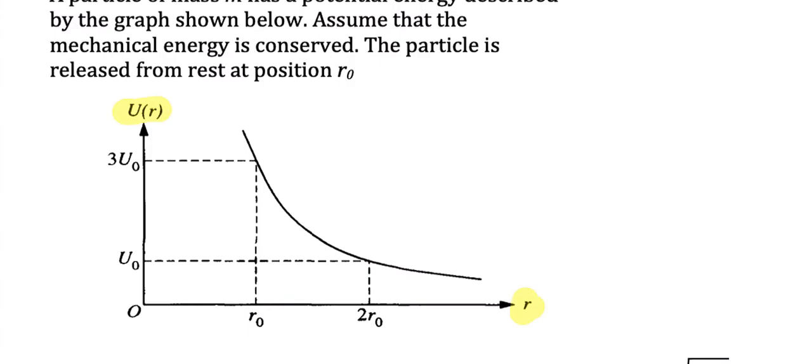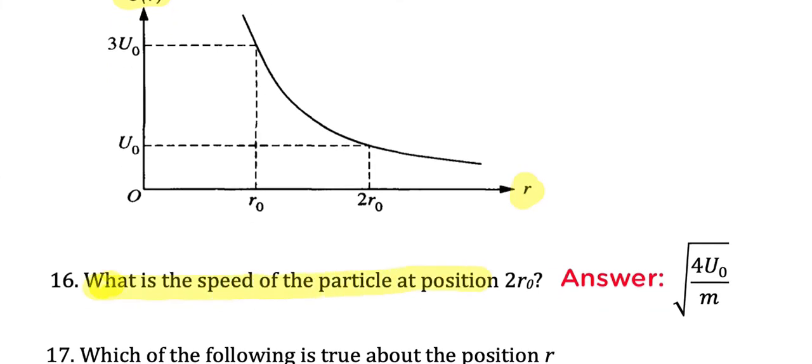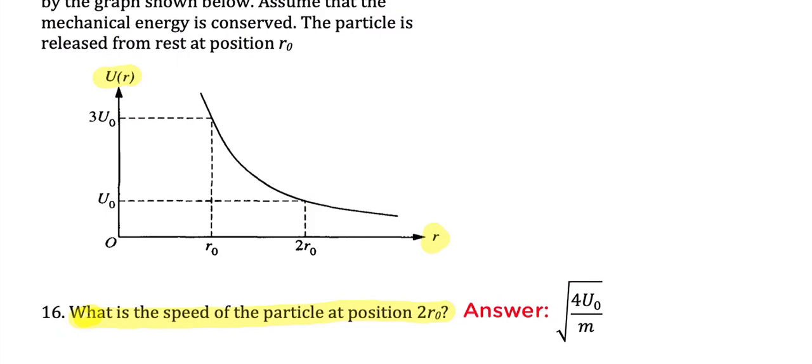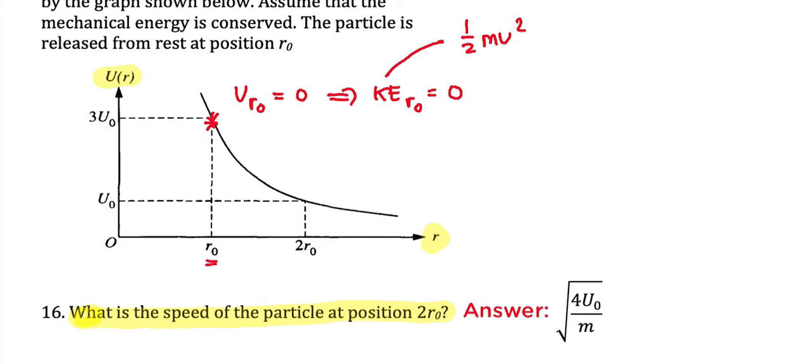We are asked to solve, in question 16, for the speed of the particle at position 2R0. Alright, so let's analyze the scenario. The object was released from here, and the velocity of the object at R0 is equal to 0. So this tells us that the kinetic energy of the object at R0 is also equal to 0, because remember that kinetic energy is 1/2 mv squared. So if the speed of the object is 0, obviously kinetic energy should be 0.